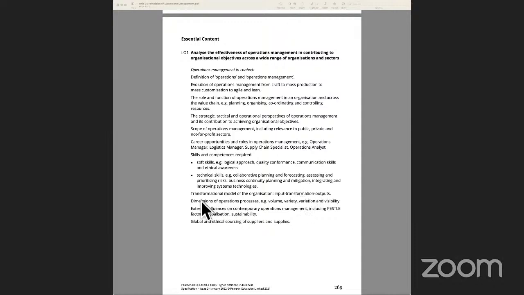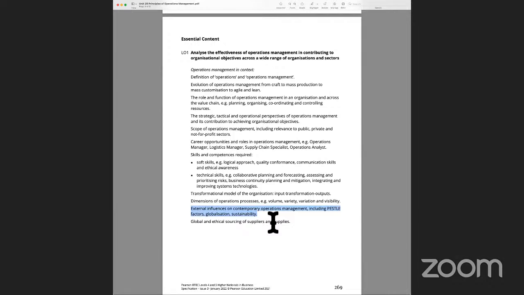And then there are 3 or 4 theoretical perspectives that we need to consider in learning outcome 1, which is to talk about the transformation model of inputs and outputs, which is a key theoretical framework in operations management. We'll also look at the 4V framework, which is volume, variety, variation, and visibility. And then PESTLE as a framework, which will be used to look at how different environmental factors, or factors from outside, help or affect the operations of the organization.